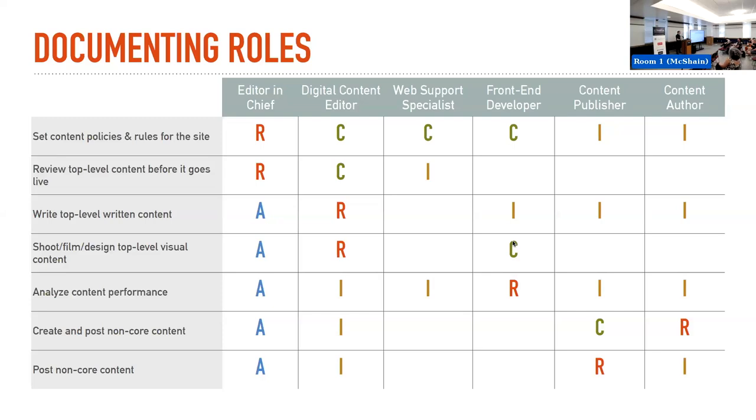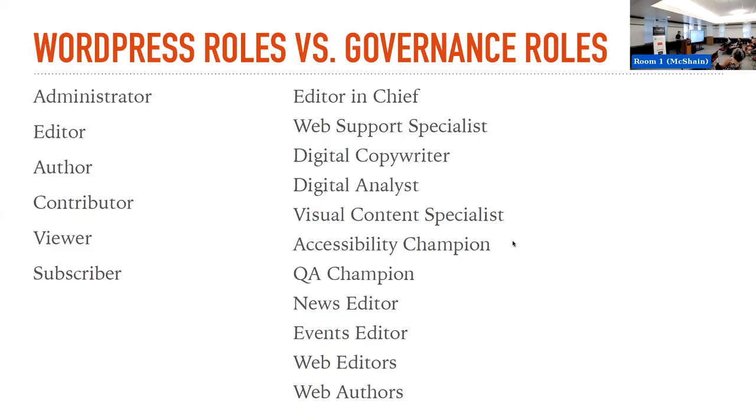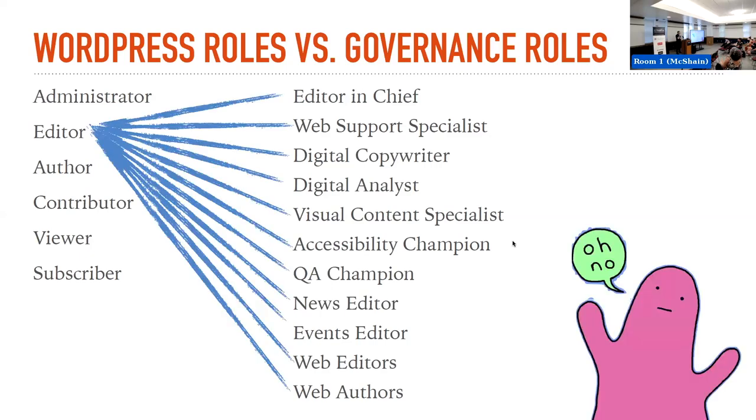So this is the next step, right? One is saying, okay, we have a bunch of pages. We're going to divide those pages into levels, and we're going to care about those levels. We care about all the levels, but we're going to care about some levels a little bit more than others. Next is documenting those roles so people actually know what it is they're going to do. This is where we come back to WordPress. Because we've got all these roles and then governance roles, and we then have these six WordPress roles, right? And so we try to put those together and it kind of looks like this.